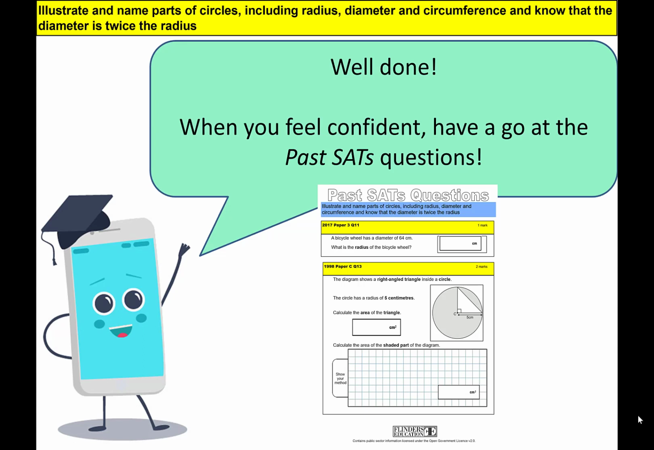So well done. I hope you've learned something new, and hopefully you now understand how the radius, diameter and circumference all link together, and how when we have clues about one of those things, we can use that to find what the other things are. So when you're feeling really confident, print off the past SATs questions and have a look at the different way this kind of maths skill might be presented. Good luck.